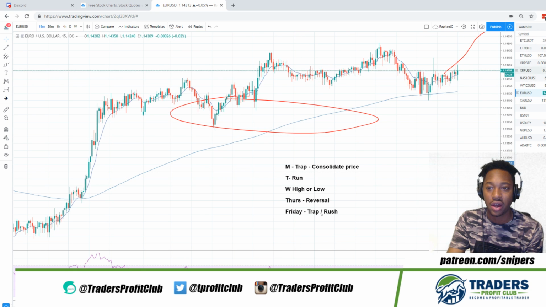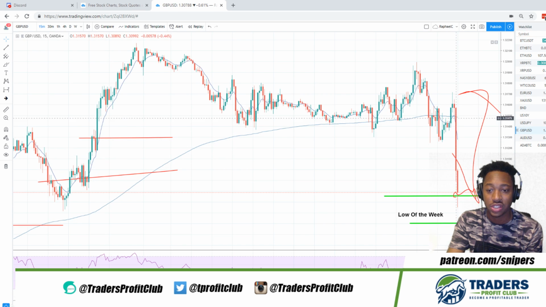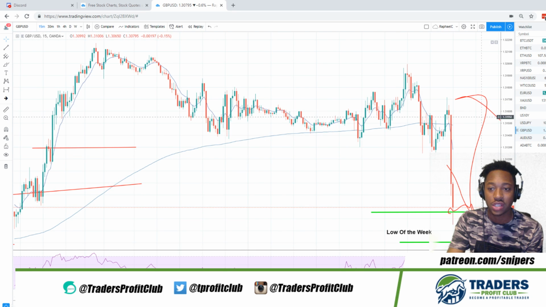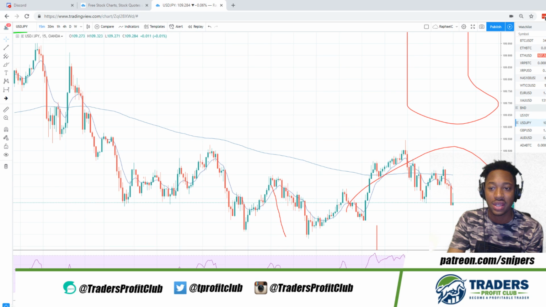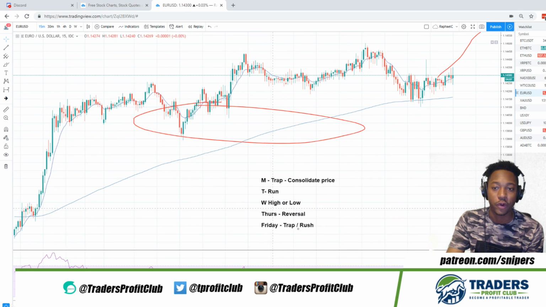So as we can see on Bitcoin, Bitcoin was a run to the downside. We can see that Great Britain pound, you guys can see that this was a huge run, right? This is a run day. And then Wednesday is usually that weekly low. So that's why I said previously that weekly low has been formed. And then Thursday is that reversal usually, right?